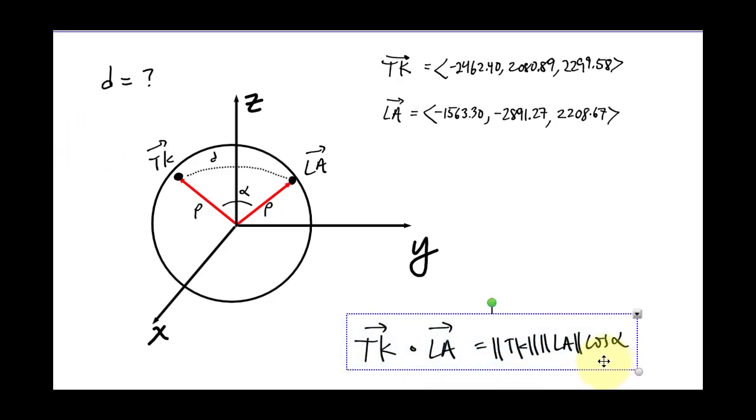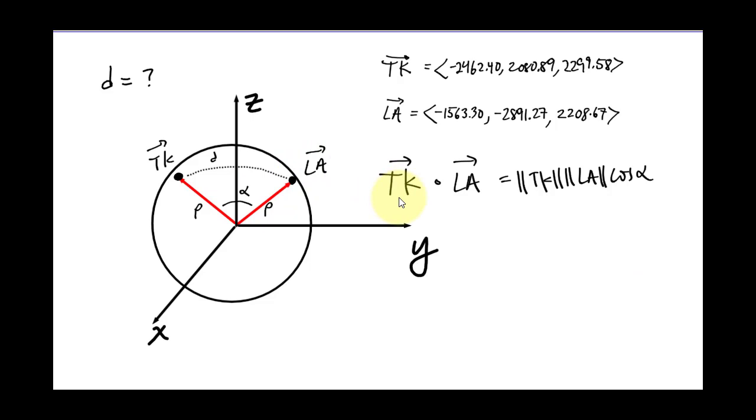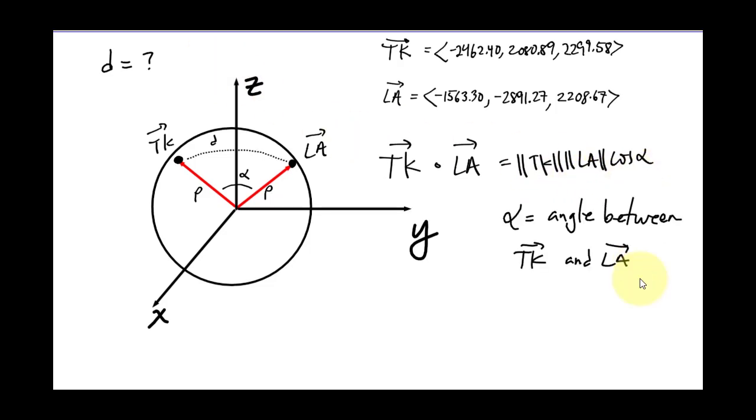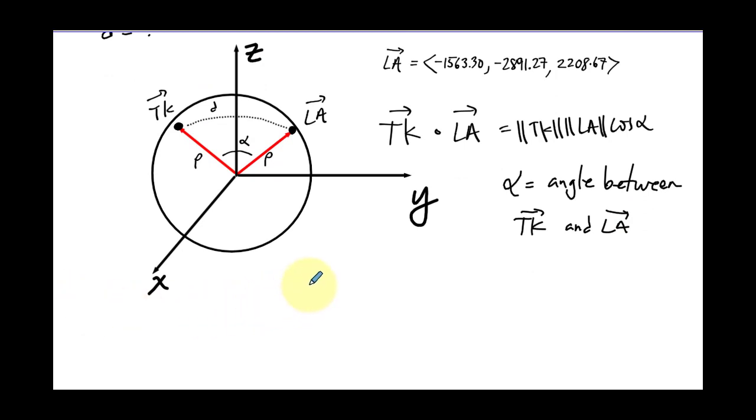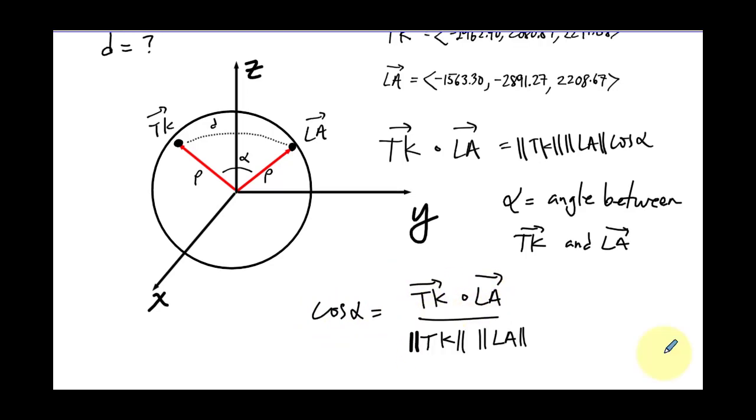Really, I'm just using the dot product of the vector TK for Tokyo with the vector LA for Los Angeles, which would be the magnitude of the vector TK times the magnitude of the vector LA times the cosine of the angle between them. So we'll be able to solve for the angle because the cosine of alpha is this dot product divided by these magnitudes. So solving for cosine alpha, it would be equal to this dot product divided by these magnitudes.